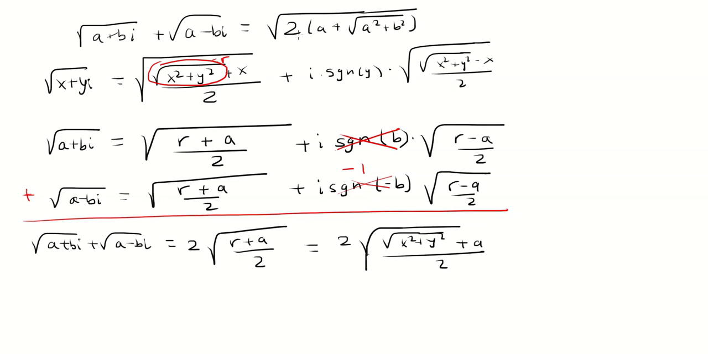But notice that's not the same thing as what we want here. So what we're going to do is bring the 2 inside the square root as a 4. So that 4 is going to cancel with the 2, and we're going to be left with 2.